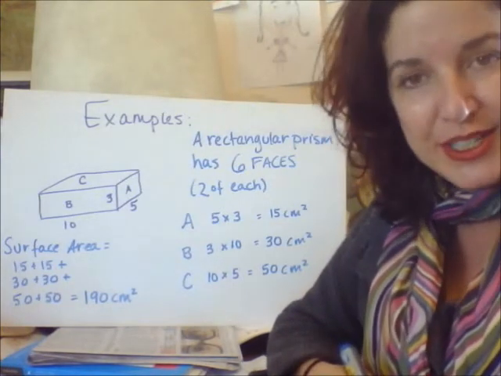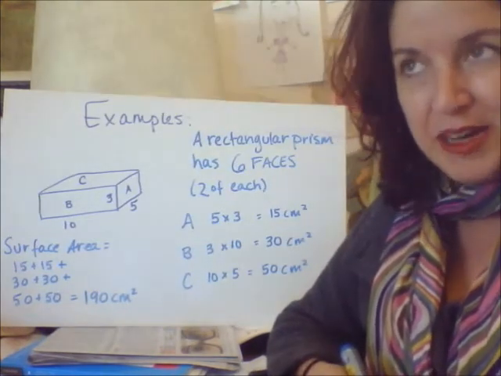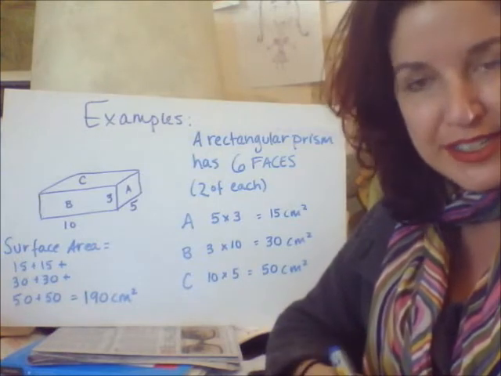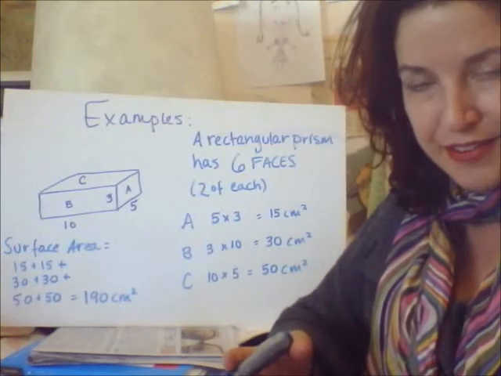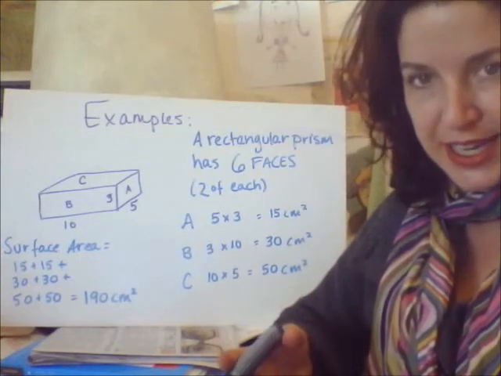And that's really all there is to surface area. Just make sure that you count the right number of faces. And I guess most importantly, you just need to remember that you're adding the faces together. You're not multiplying them all together.